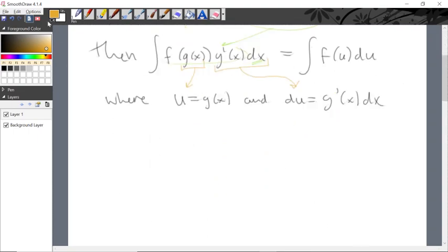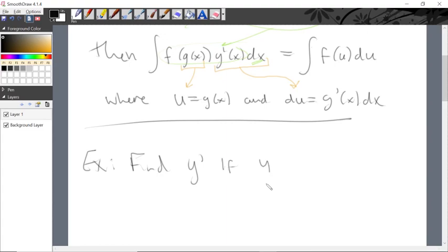So primarily here, at the start, let's take a look at an example of a function whose derivative we would find by the chain rule, so that then we can take the antiderivative and see how the substitution rule could have helped. Okay, so let's find y prime if y is equal to the sine of pi x. So y prime would be the derivative with respect to x of the sine of pi x, and that derivative is done by the chain rule.